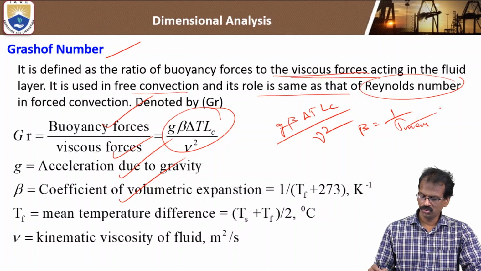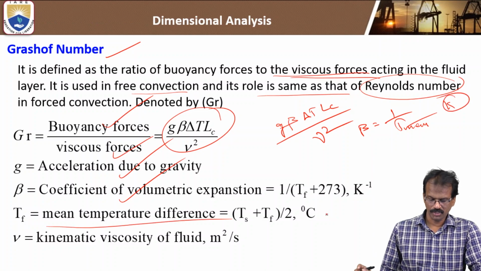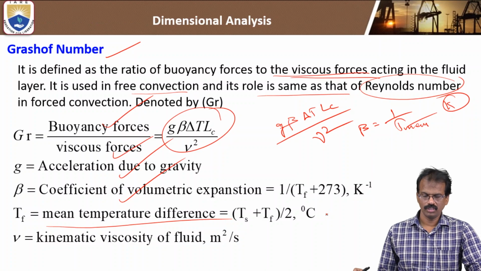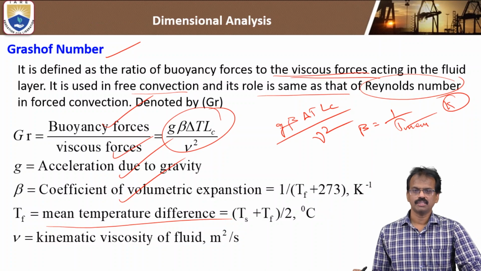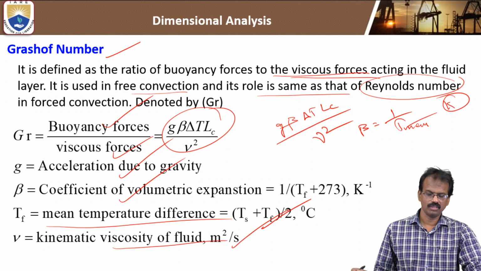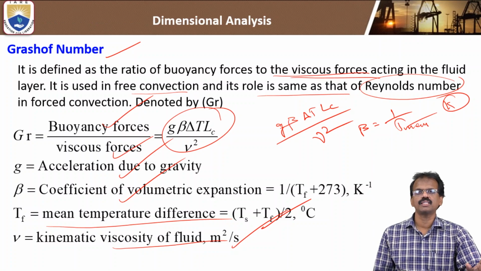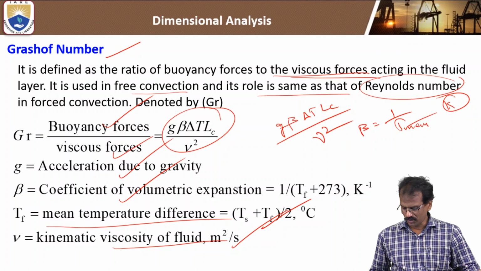The T mean should be in Kelvin. You have to remember this one. So T mean is the mean temperature. You know that T mean is Ts plus T fluid by 2, and nu is the kinematic viscosity. By using these parameters, you can find out the Grashof number. By using the Grashof number, you can understand the convection process, the natural convection process.